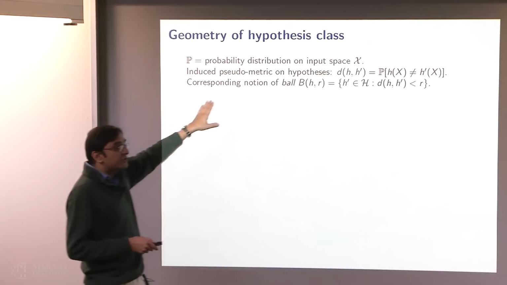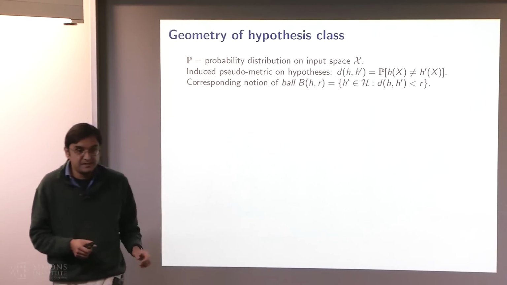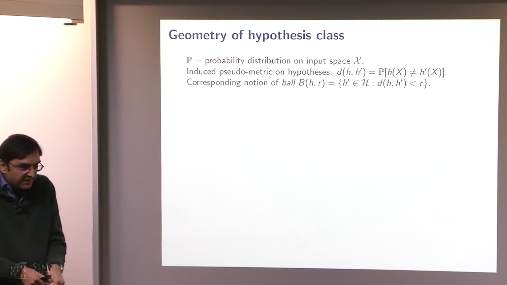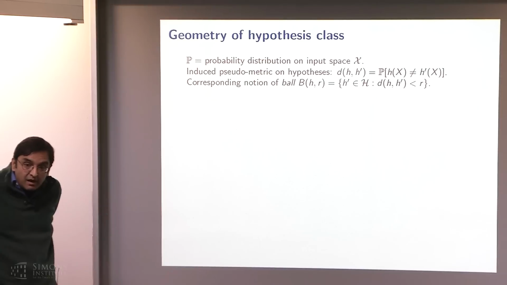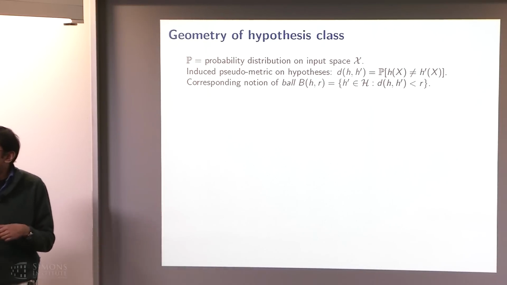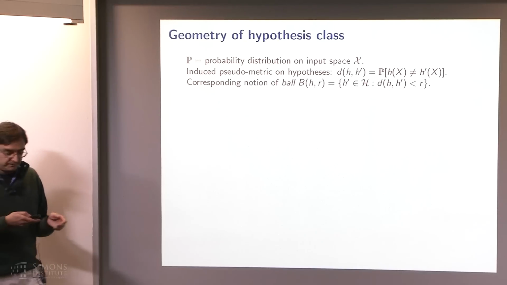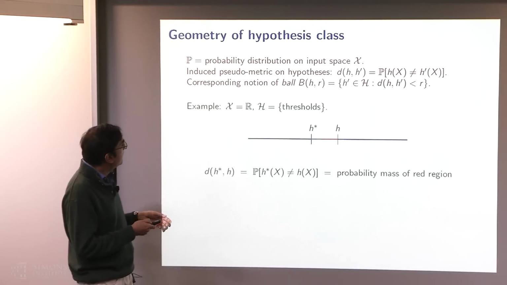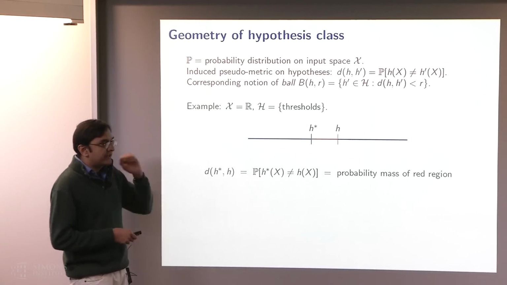And this gives us a notion of balls in hypothesis space. You have, say, the target classifier. The ball of radius r around the target classifier is everything that disagrees with it on at most r fraction of data. So let's look at some examples.